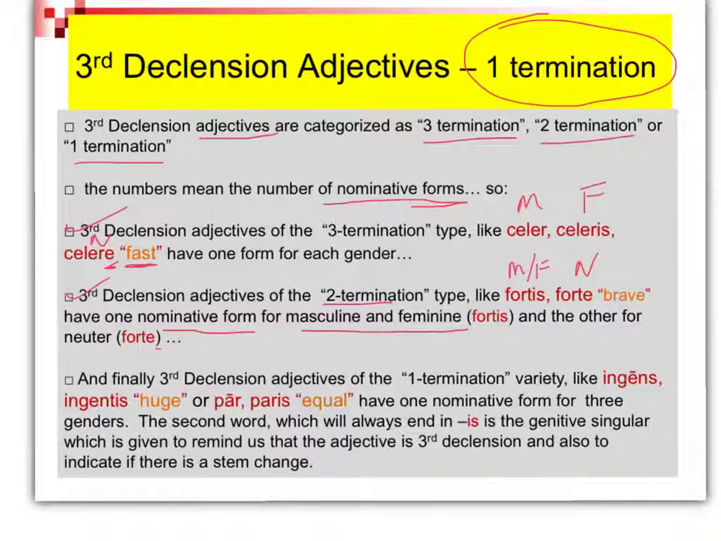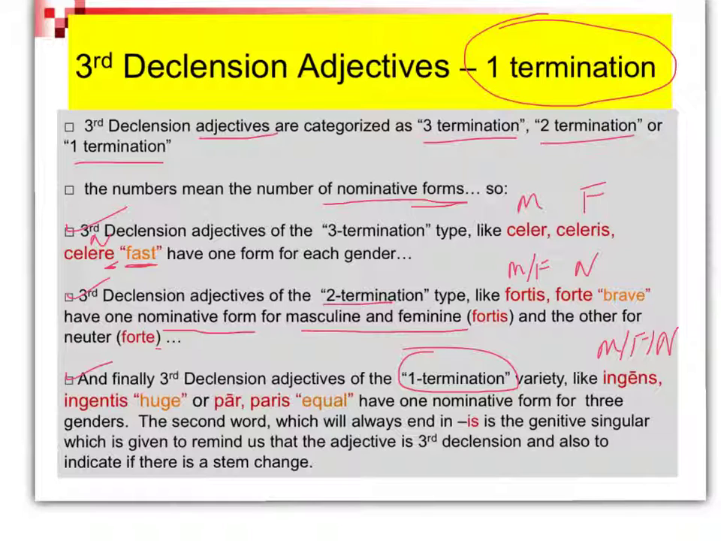Now finally, we have third declension adjectives of one termination, like ingens, ingentis, huge, or par, paris, equal, or diligens, diligentis, careful. Now they have only one nominative form for all three genders. So ingens is masculine, feminine, and neuter.